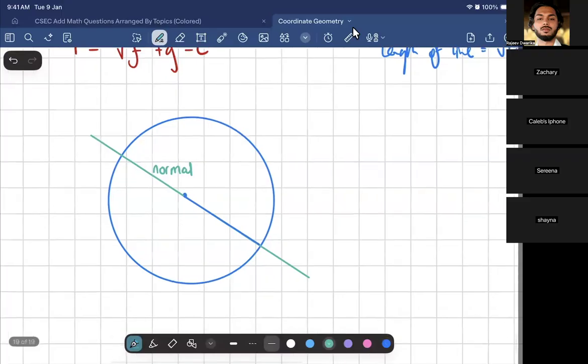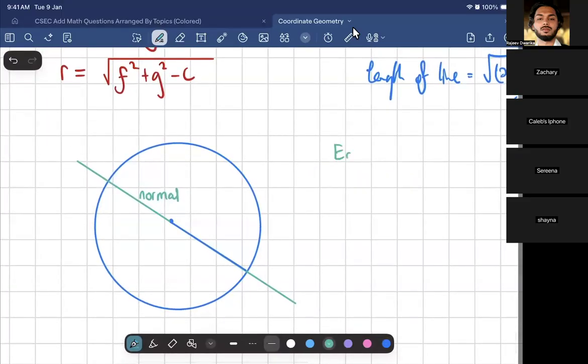How would I find the equation of the normal? They typically ask that. Tell me, guys, how would I find the equation of the normal? You have to find the gradient of the normal first. And after that, you have to find c, and then you put it in the equation of the line. All right. So let me break up those steps a bit more in detail.